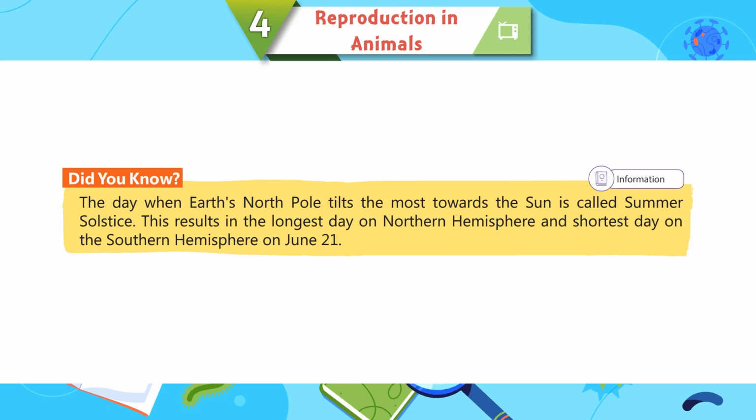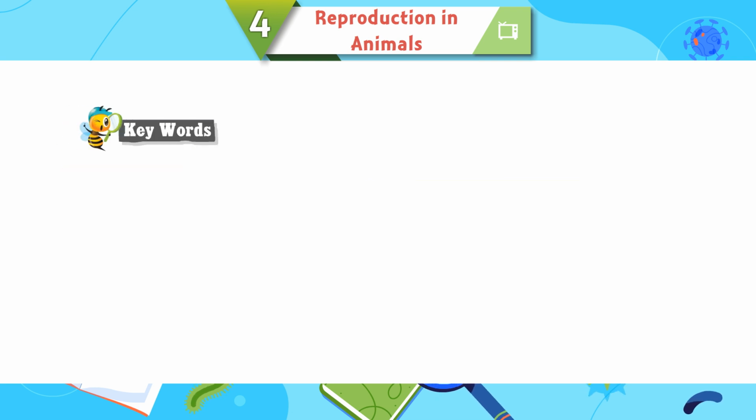Did you know the day when Earth's North Pole tilts the most towards the Sun is called summer solstice? This results in the longest day on the northern hemisphere and the shortest day on the southern hemisphere on June 21.